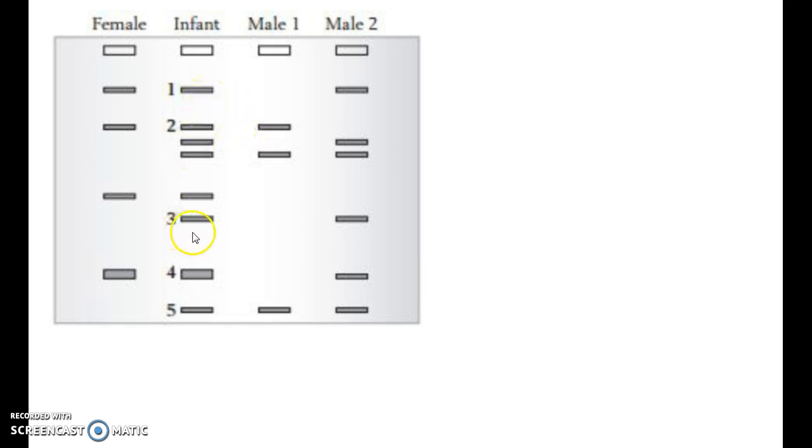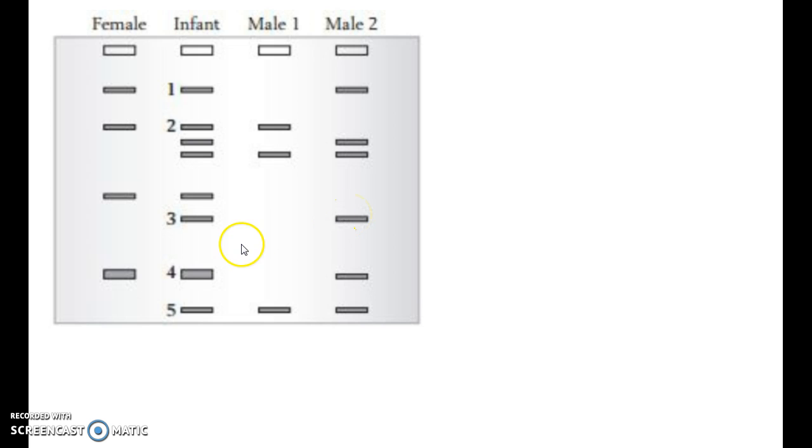If you look down here at fragment number 3, we notice that the female does not have this fragment. So that means that the infant did not get the DNA sequence from mom. So therefore, the father would have been the contributing parent to this fragment. So notice that male number 1 does not have that fragment. So he can be ruled out as the possible father because there would be no way that this infant would get that sequence with neither parent having it. But it is male number 2 that has it.